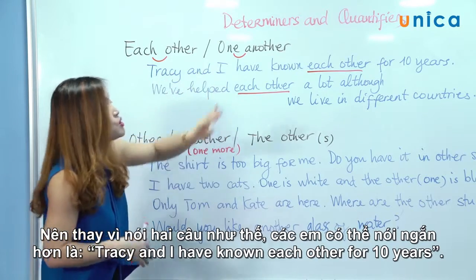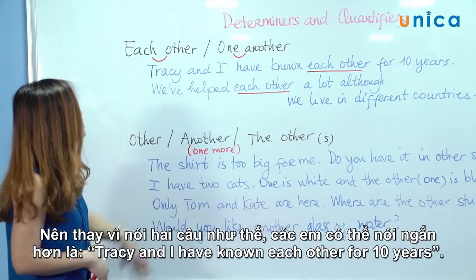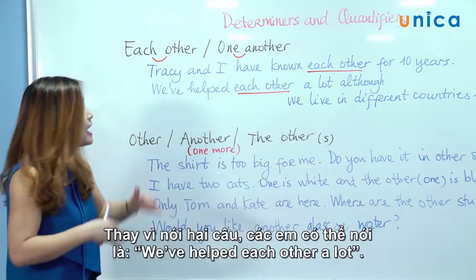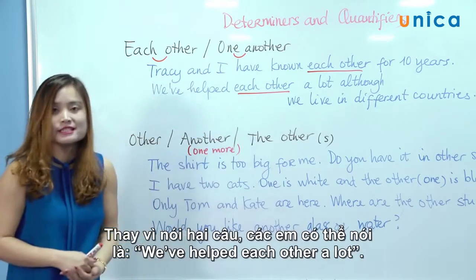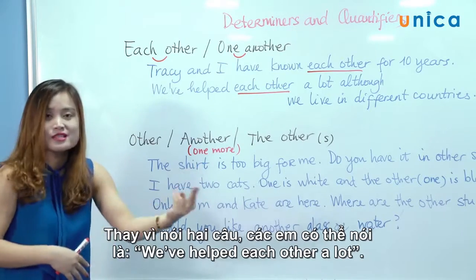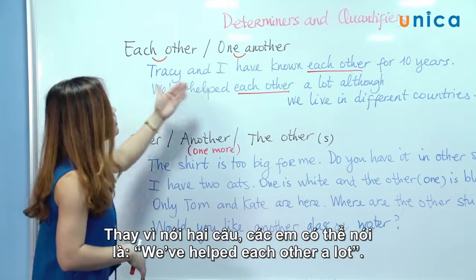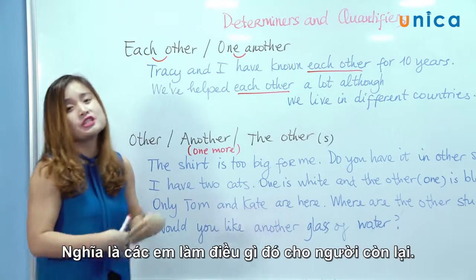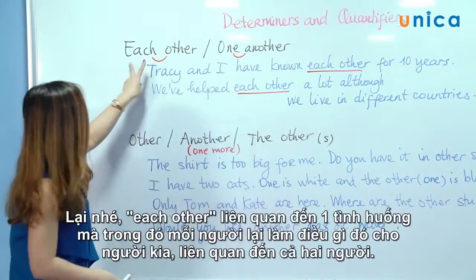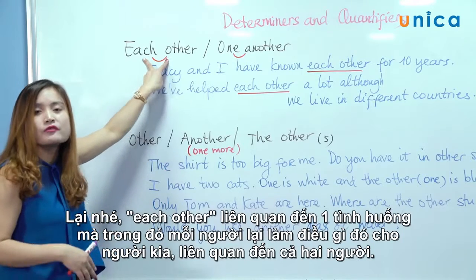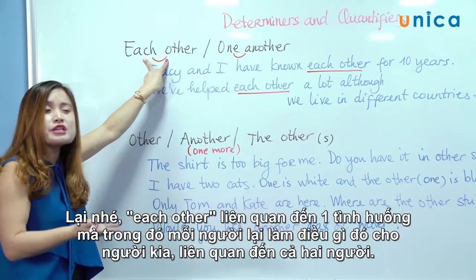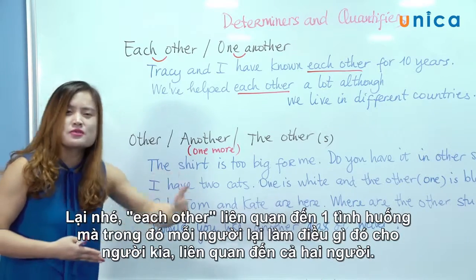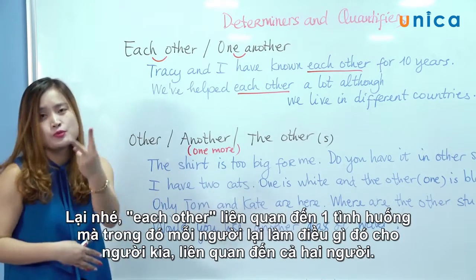So instead of saying those 2 sentences, you can say it for short: Tracy and I have known each other for 10 years. Tracy has helped me a lot and I have helped her a lot. So instead of saying those 2 sentences, you can say, we've helped each other a lot. So that means we have done something for each other. Again, each other is used to refer to a situation in which a person does something to the other. It refers to 2 people.